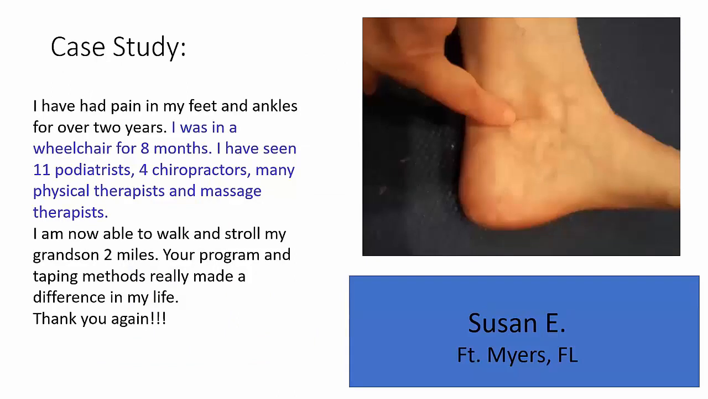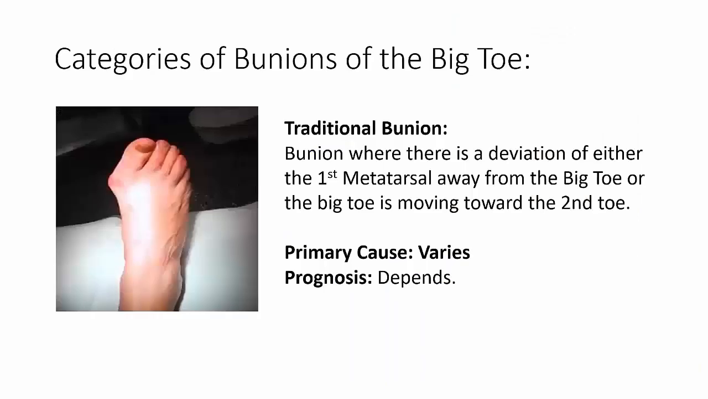Okay, so here's somebody who had pain for 2 years. They were in a wheelchair for 8 months, saw 11 podiatrists, 4 chiropractors, and many physical therapists and massage therapists. "I'm now able to walk and stroll my grandson 2 miles. Your program and taping methods really made a difference in my life." So things can be done when you address the right thing. It's just finding the right person and finding the right solution for you. There's no one solution for everybody. It's about finding the one that works best for you.